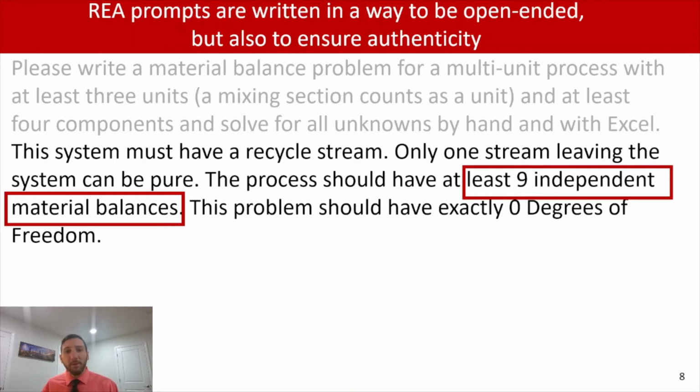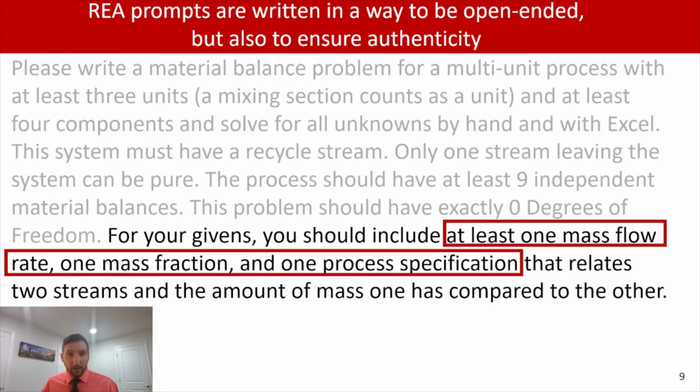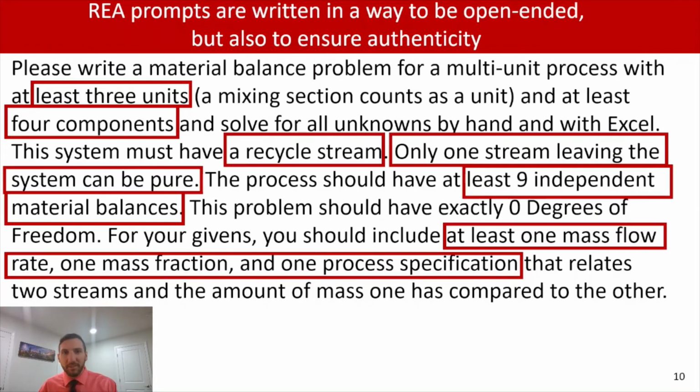And then to wrap it all up, for their givens, they need to include at least 1 mass flow rate, 1 mass fraction, and 1 process specification that relates 2 streams and the amount of mass one has compared to the other. And so I've added, again, another couple of requirements for this problem. So if we look cumulatively at all the requirements I put on this problem, there's a lot of pieces in here. And I'm doing that to ensure that students are going to be writing something authentic.